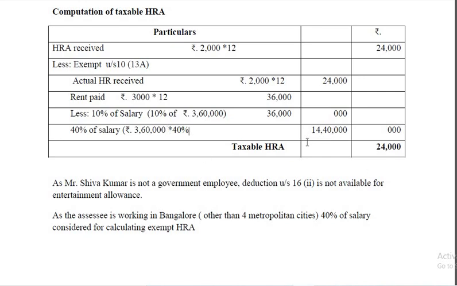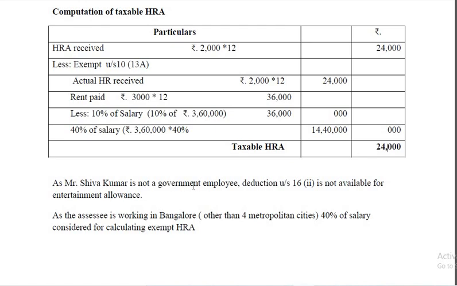40% comes to, sorry, I am subject to correction. It is 1,44,000, not 14,44,000. So anyway, the answer is the same. So the least of the three is 0 only. Okay, least of the three. So taxable HRA is 24,000 only.